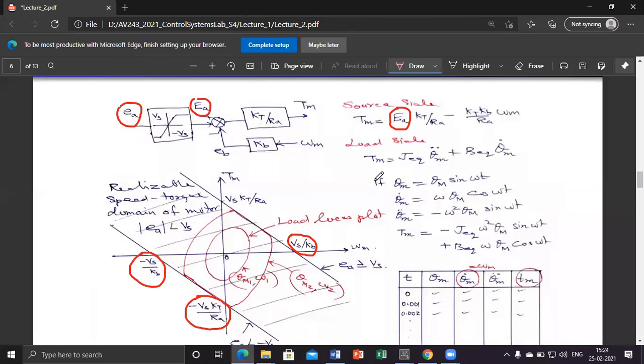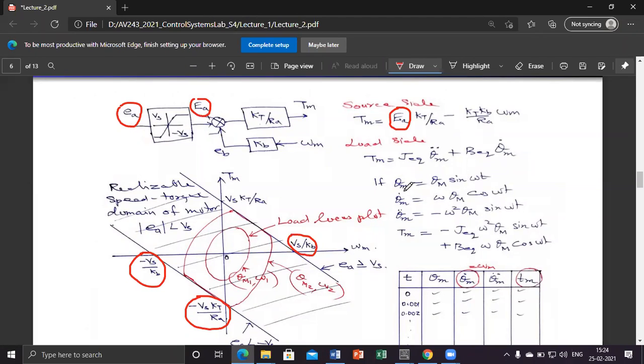Now on the load side, we can write Tm equals J equivalent theta m double dot plus B equivalent theta m dot. This is the final expression that we had derived, even including the effect of gear transmission coupling, motor internal moment of inertia, load moment of inertia, etc.